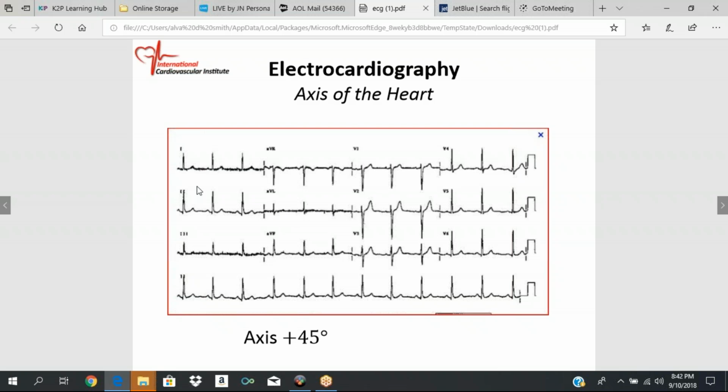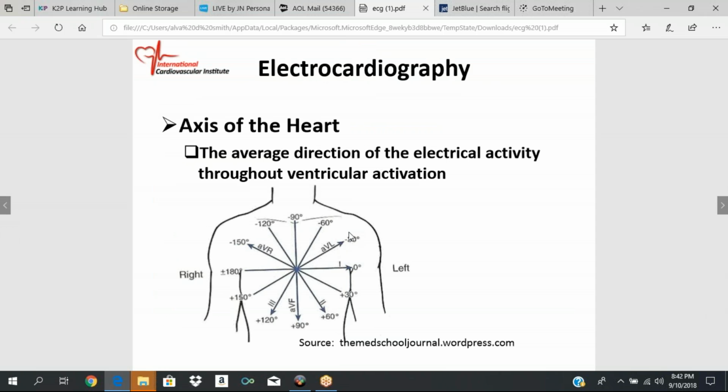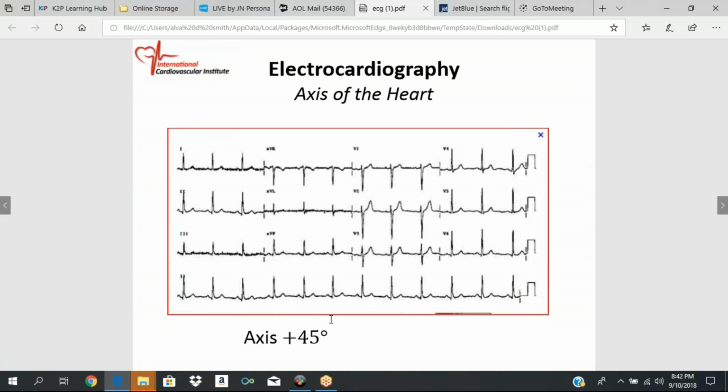Perpendicular to AVL is lead 2. So we saw that before. All right, let's go back to the cheat sheet. Perpendicular to AVL is lead 2. Lead 2 subtends an angle of plus 60 degrees. So the axis would be plus 60.